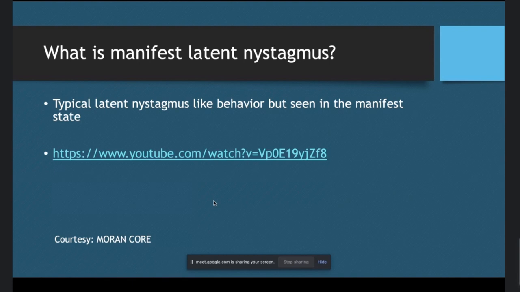This patient has an ET, and so there is a very small amplitude nystagmus, but the moment you cover one eye, the latent nystagmus like behavior starts, where the eye is beating away from the eye that is occluded. So if you cover the left eye, the right eye is beating away from it. If you occlude the right eye, the left eye is beating away from it. Away from the nose, you can remember if you want. That is also okay. So that is what manifest latent nystagmus is.